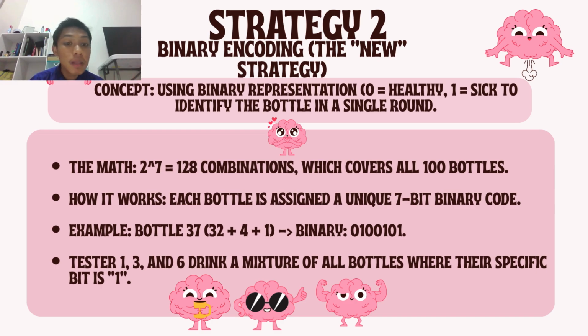Instead of multiple rounds, we only need one round of testing. We simply look at the pattern of who gets sick. If testers 1, 3, and 6 fall ill, the binary pattern 0 1 0 0 1 0 1 tells us immediately that bottle 37 is the poison. This uses pattern recognition and logical reasoning to convert that binary pattern back into the bottle number. Okay? Did you understand that? If yes, let's go.